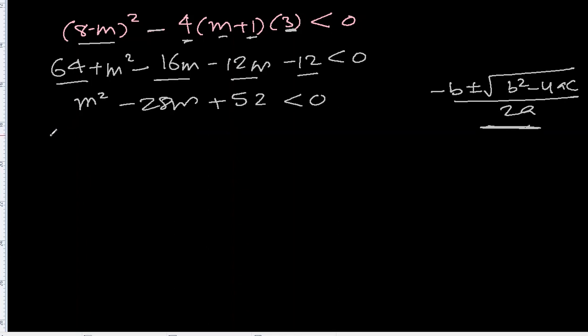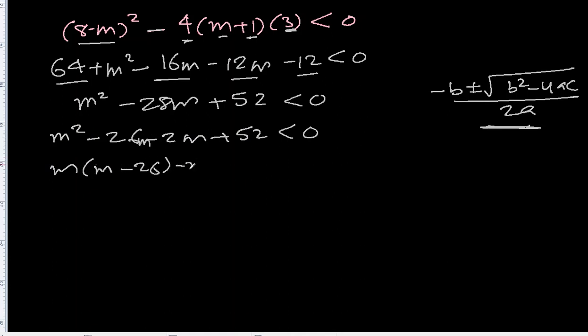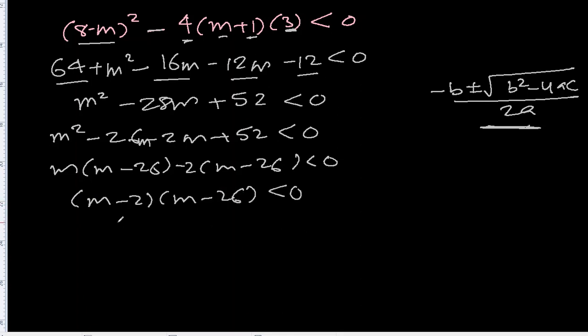I'm factoring it. So m square minus 26m minus 2m plus 52 less than 0. M, this was 26m, okay, minus 26 minus 2m minus 26. So if I factor this, I get m minus 2, m minus 26 less than 0. And the root given by this one is m equal to 2. The root given by this is m equal to 26.